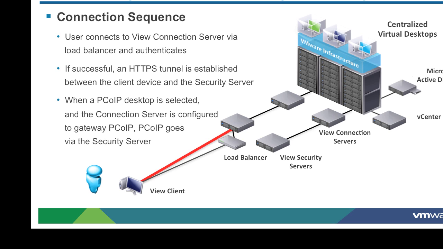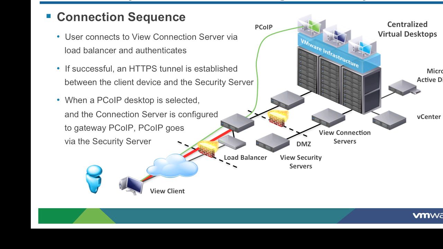Then the PC over IP connection is made to the security server, and then when the connection is on behalf of an authenticated user and the user is accessing a virtual desktop they're authorized to access, then the View security server will forward that PC over IP connection to the appropriate virtual desktop. So you can see here with firewall rules and the security server being placed within a DMZ and access being over the wide area network, this is an appropriate configuration for supporting remote access for PC over IP.